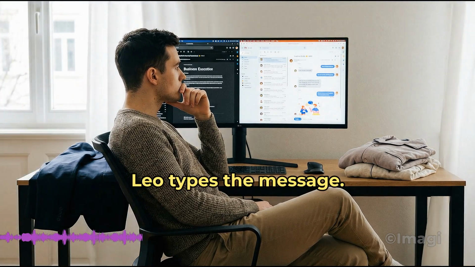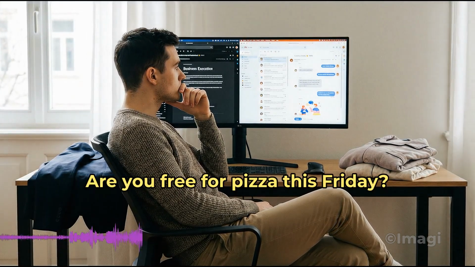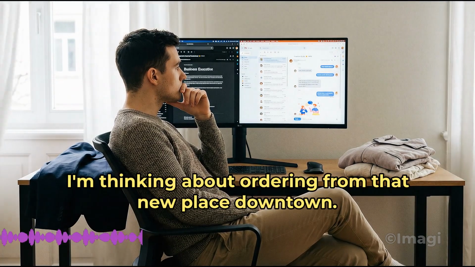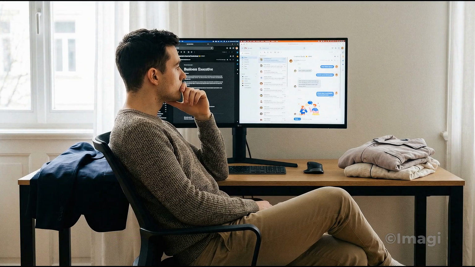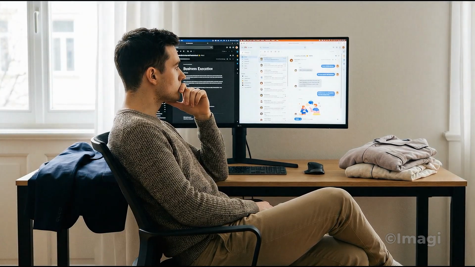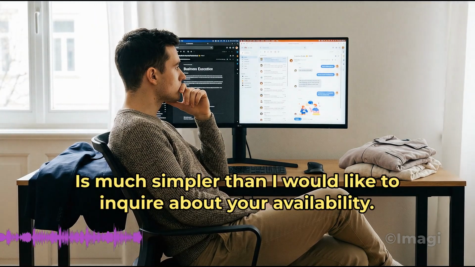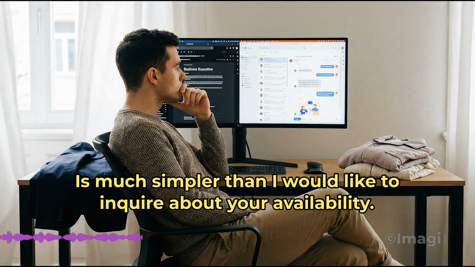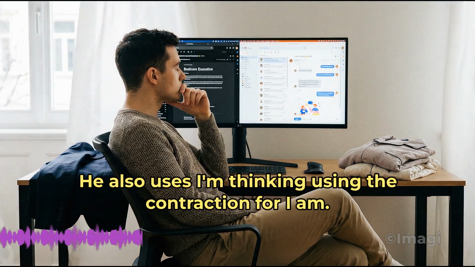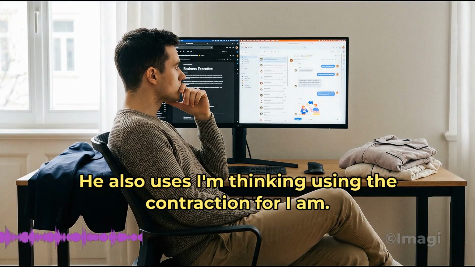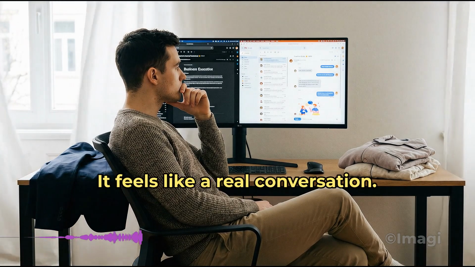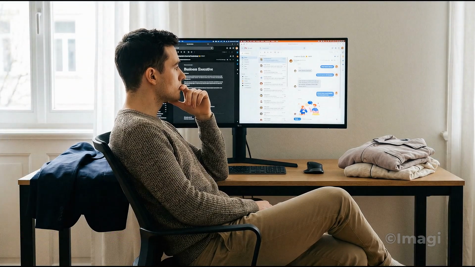Leo types the message, "Are you free for pizza this Friday? I'm thinking about ordering from that new place downtown." Notice the difference? "Are you free?" is much simpler than "I would like to inquire about your availability." He also uses "I'm thinking," using the contraction for "I am." It flows faster. It feels like a real conversation.